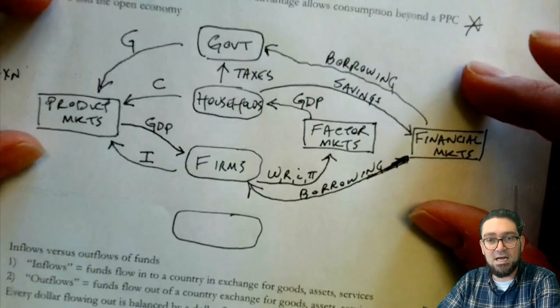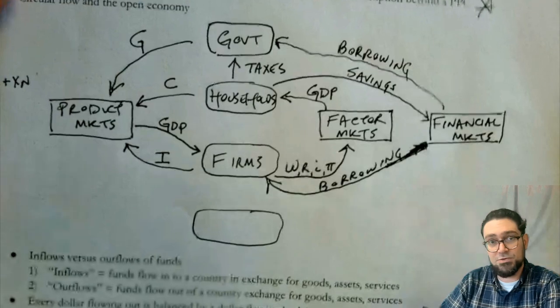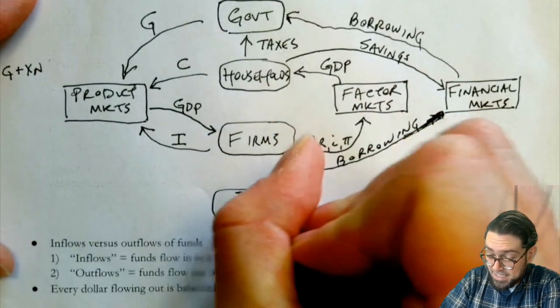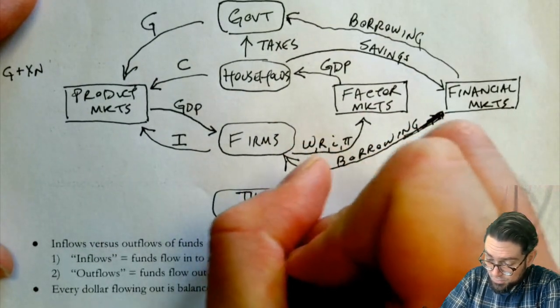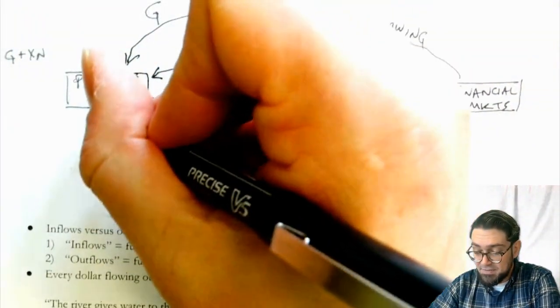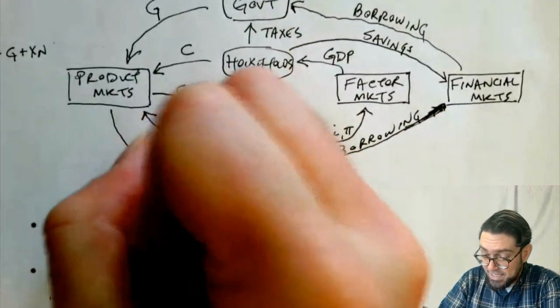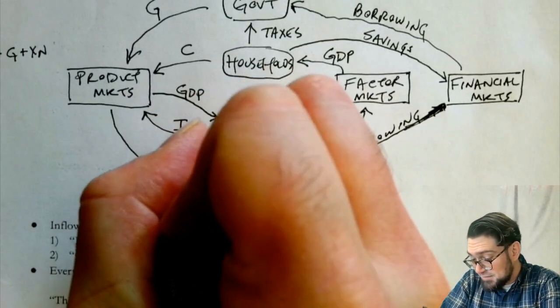Now, this whole thing that we've drawn here is what we would call the closed economy. This is everything if you didn't trade with the world. But every country around the world trades with other countries. And so we actually have another box, the world. Now, from the US's perspective, we actually have outflows on our product markets to the world. The money is flowing out, and we call that a trade deficit.